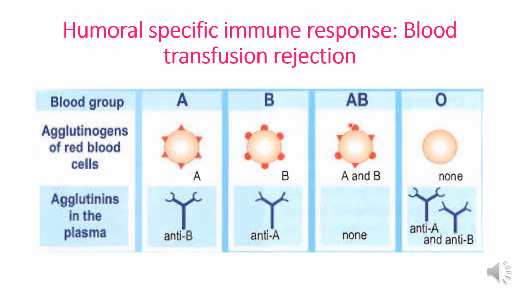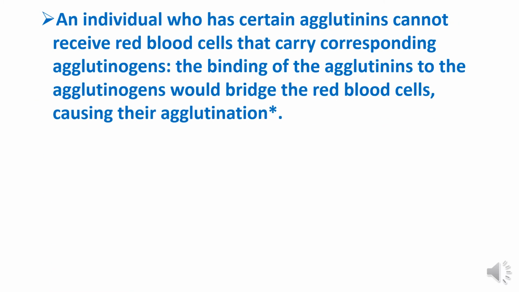The individuals with blood group AB have two kinds of agglutinogens on the surface of the red blood cells, and they have no antibodies in the plasma. Whereas an individual with blood group O has no agglutinogens on the surface of the red blood cells, whereas in the plasma there are two kinds of antibodies, antibody A and antibody B. And individuals who have a certain agglutinin cannot receive red blood cells that carry corresponding agglutinogens.